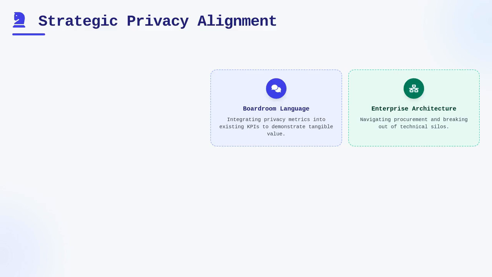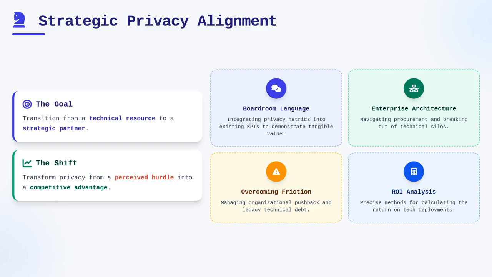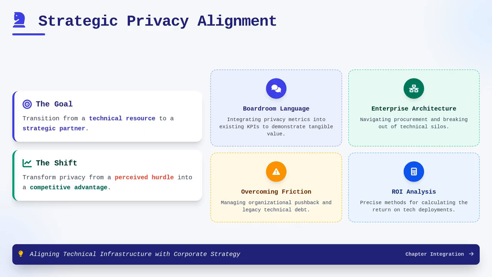You will learn to navigate the complexities of procurement and enterprise architecture, transforming privacy from a perceived hurdle into a competitive business advantage. We will cover the practical realities of organizational pushback, the technical debt that complicates compliance, and the precise methods for calculating the return on investment for your technological deployments. If you want to move beyond being a technical resource and start acting as a strategic partner within your organization, this chapter is designed specifically for you.